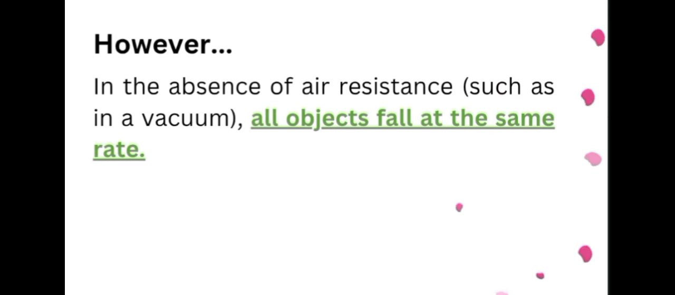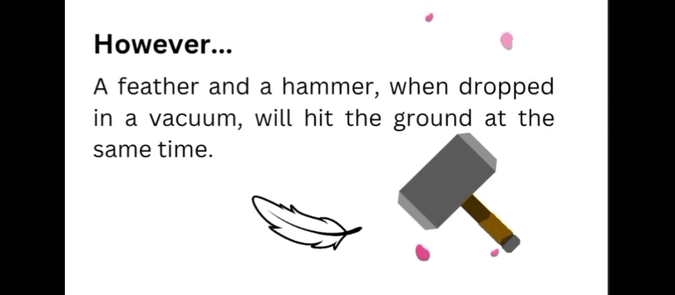However, in the absence of air resistance, such condition is called a vacuum. All objects, regardless of mass, whether light or heavy, will fall at the same rate. If we are going to compare a feather and a hammer when dropped in a vacuum, meaning there is an absence of air resistance, both bodies, the feather and the hammer, will hit the ground at the same time.